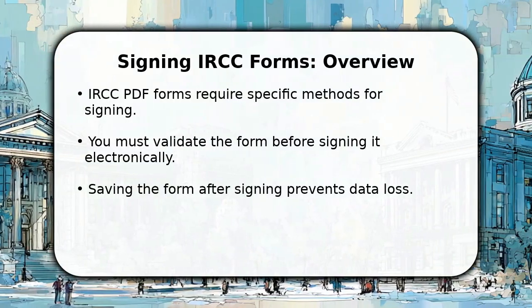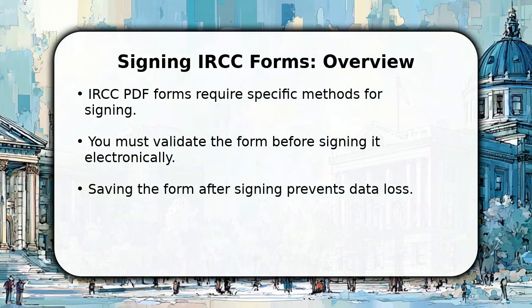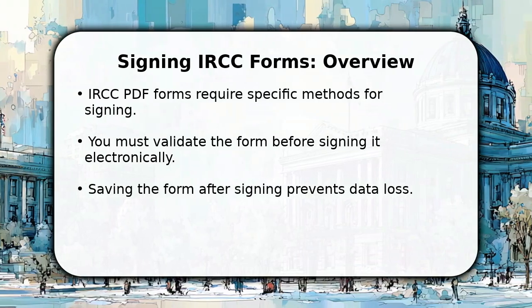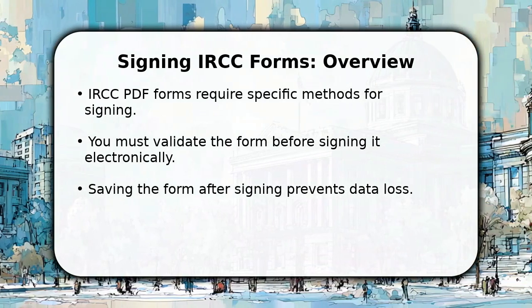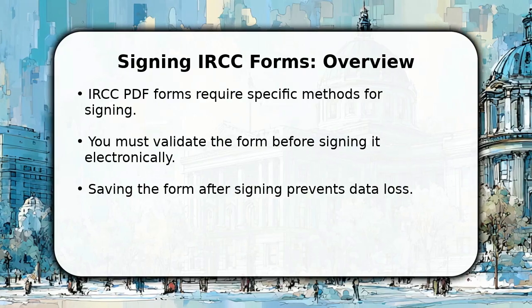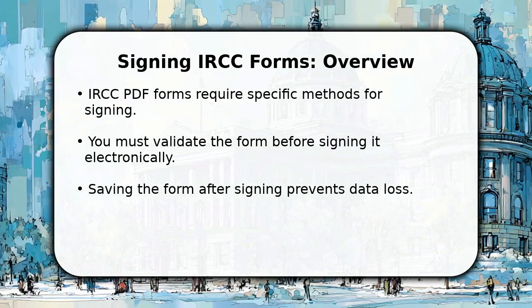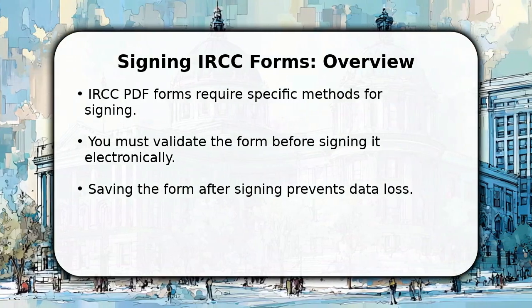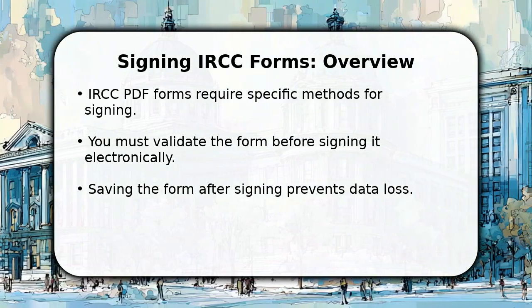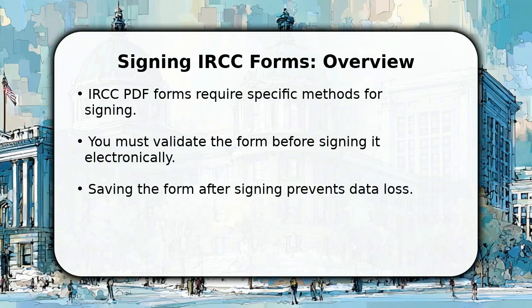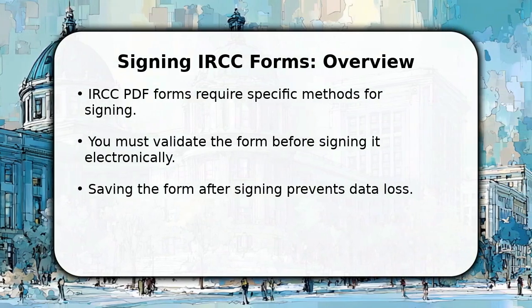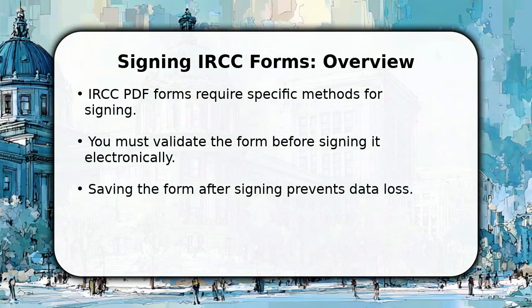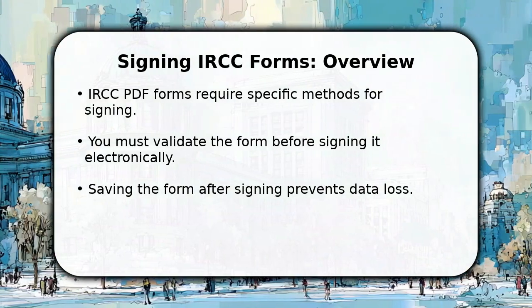Enjoy the video. In this video, I will show you how to sign IRCC PDF forms. You must accurately complete every section of the form, ensuring all details are correct. Next, you will validate the document to ensure no information is missed, preparing it for submission. Finally, you will apply your electronic signature, then save and correctly upload the completed document. This structured process helps ensure your application is processed smoothly and efficiently.